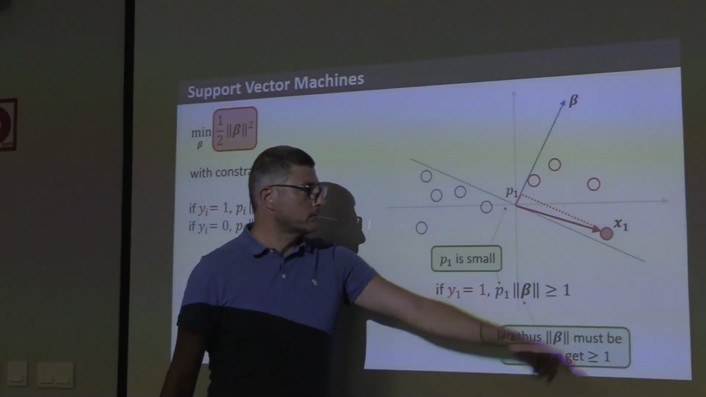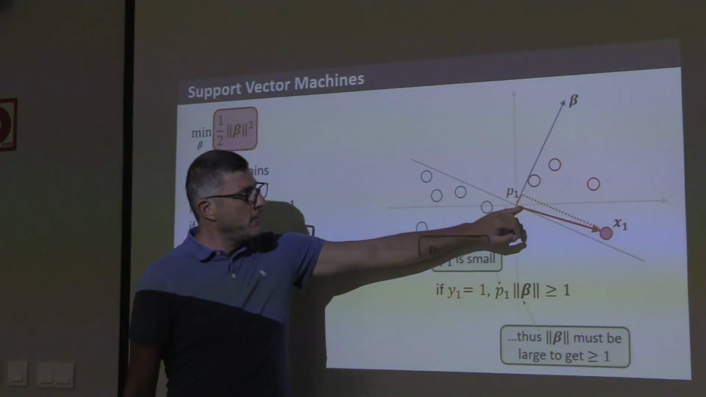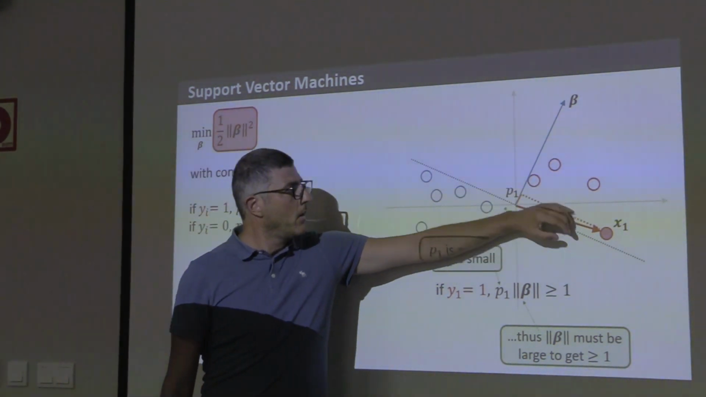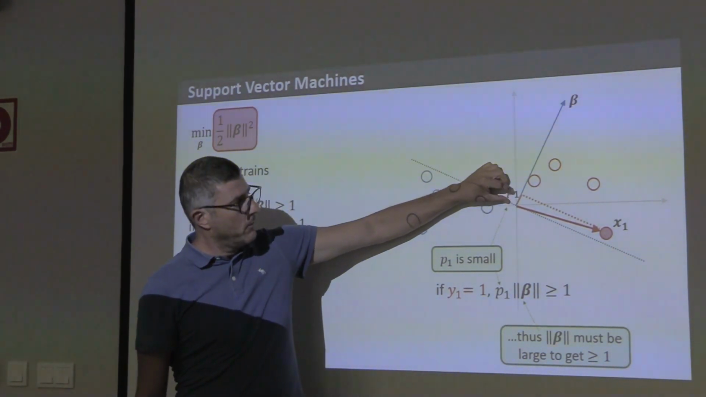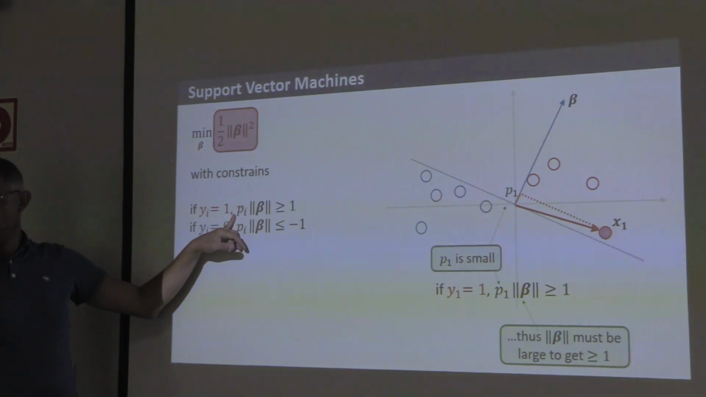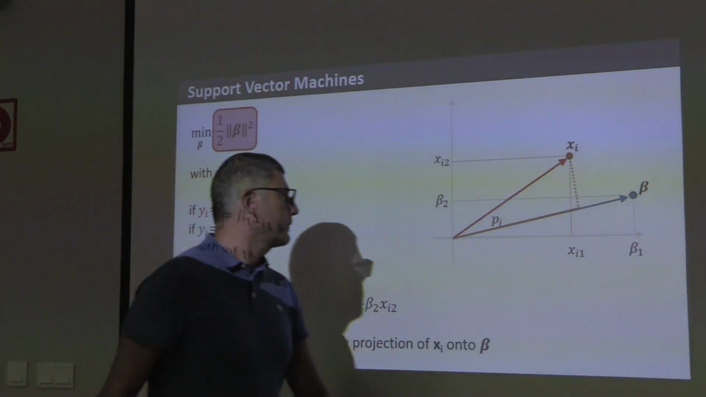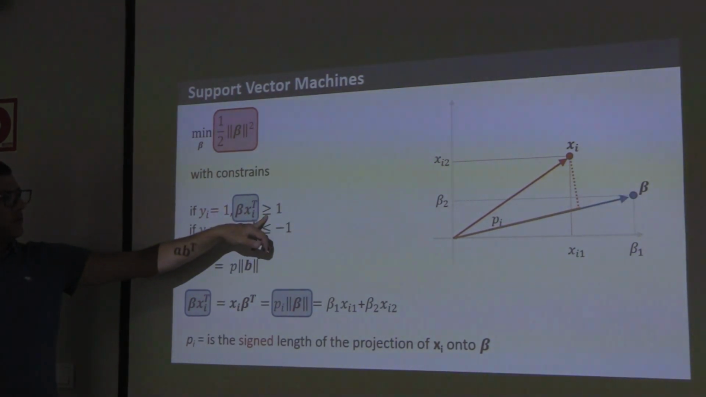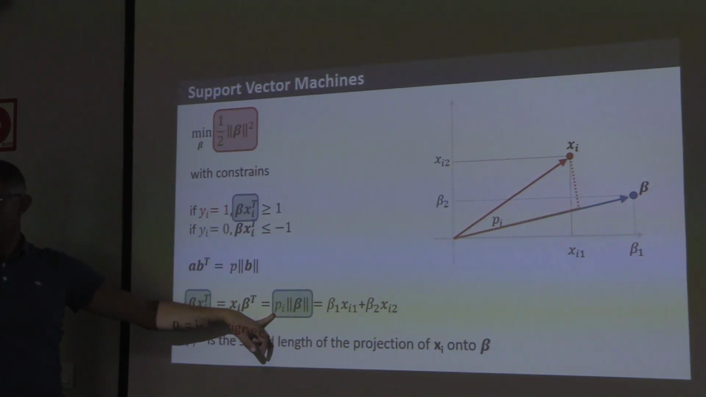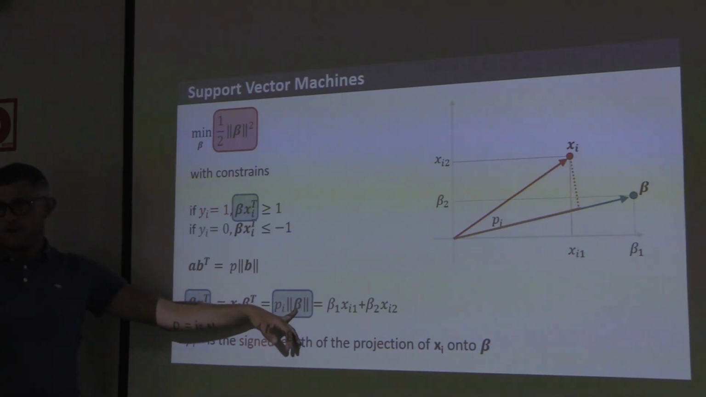Okay? Now, this is the coefficient vector. This is the sample vector. This is the projection of this sample on the coefficient vector P. You remember? We want this linear combination to be higher than 1 for the red samples, right? But we can write this exactly like this: the projection of the sample on the coefficient vector times the length of the coefficient vector.